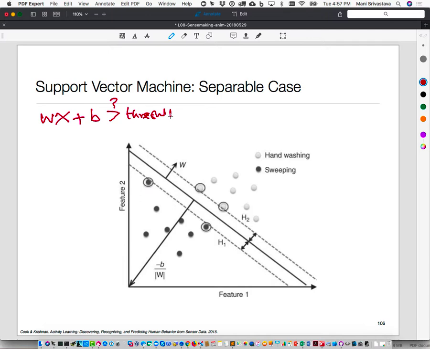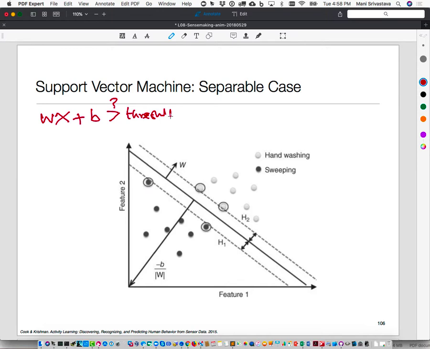Support vector machines generalize that concept. So let's imagine I'm looking at my n-dimensional feature space, in this case two-dimensional. I have training points, so I see the black points being sweeping, and the white points being hand washing. My goal is to try to find a decision boundary between these. In this case, it is just going to be a line, but in the general case, it's going to be a hyperplane embedded in an n-dimensional space.